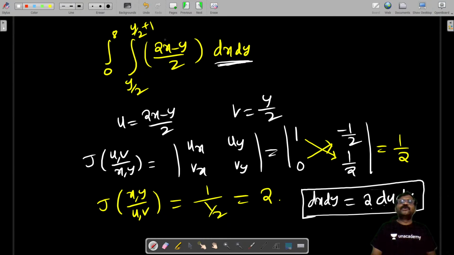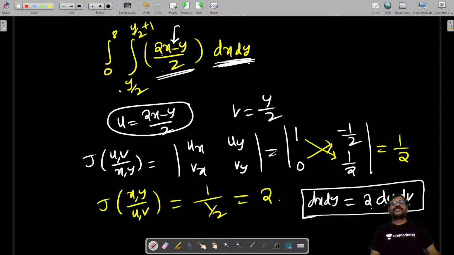Now, about the integrand, 2x minus y by 2 is nothing but u. So, here you can write u. Here we can write 2 into du dv. So, limits are left. Now, I am discussing the limits. u is 2x minus y by 2. v is y by 2.